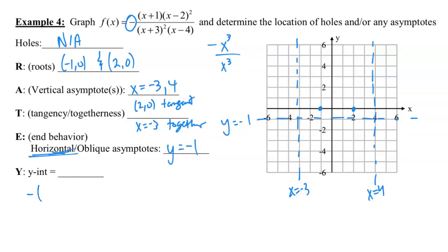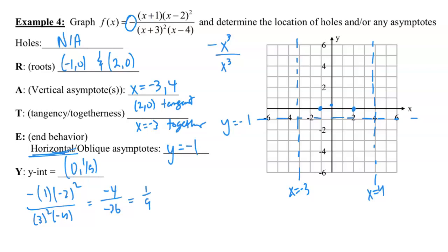And then finally, the y-intercept, we've got a negative in the front. We're plugging in 0 for x, so that'll be 1 times -2 squared divided by 3 squared multiplied by -4. And so in the numerator, I'm going to have -4, and in the denominator, I'm going to have 9 times -4, so that's -36, which is going to be +1/9. So (0, 1/9), which is just barely above that x-axis on the positive side.